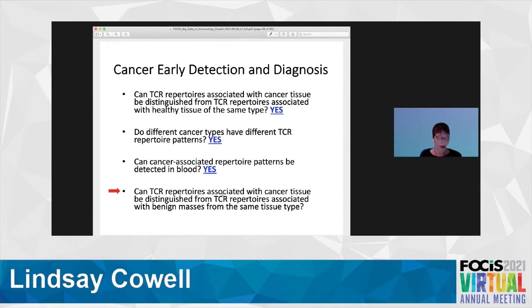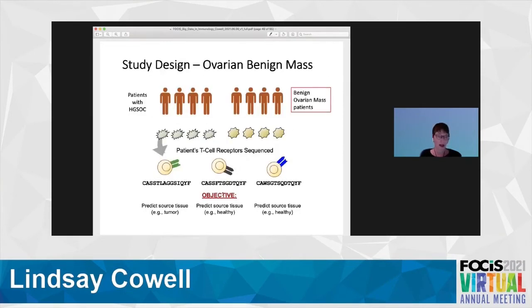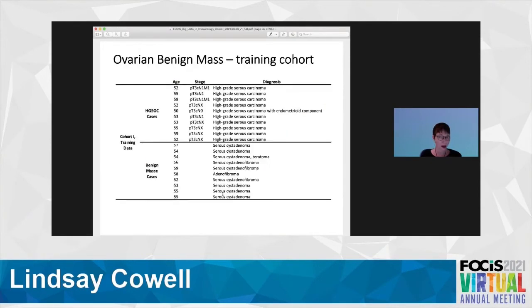So having now provided much stronger support for the first two questions, that tumor versus healthy tissue associated repertoires have distinguishing patterns that appear to be specific to the type of cancer, we turned our focus to the last question of whether repertoires associated with benign versus malignant masses can be distinguished via their TCR repertoires. The same study design, although rather than collecting healthy ovarian tissue from cancer-free women, in this case we collected samples from women presenting with benign ovarian masses. Their diagnoses are shown here.